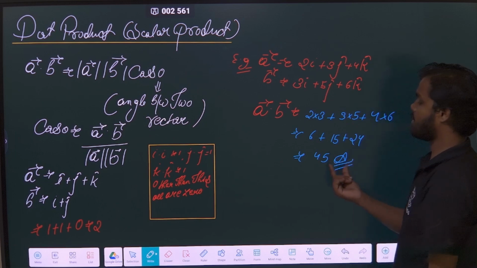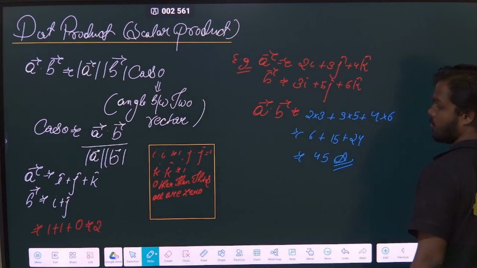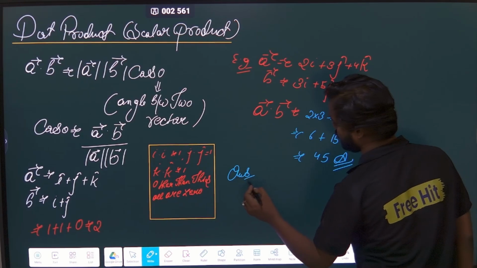That is why it is called a scalar product, because it gives a scalar value as an answer. Clear? Any question?